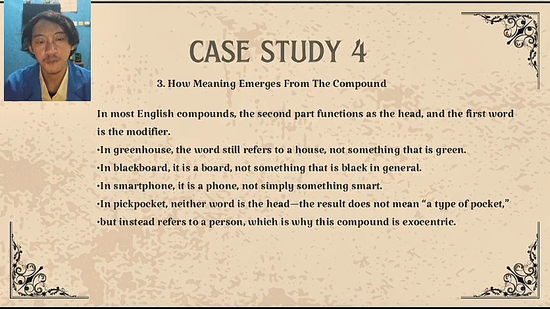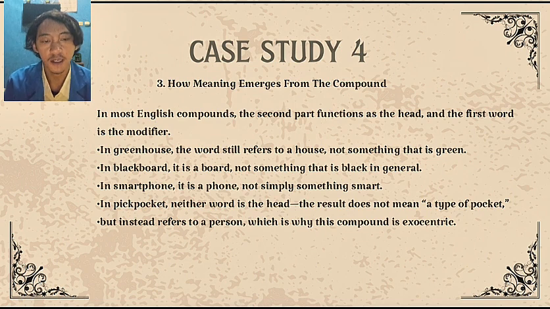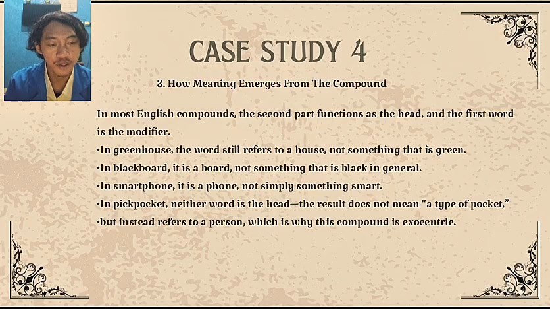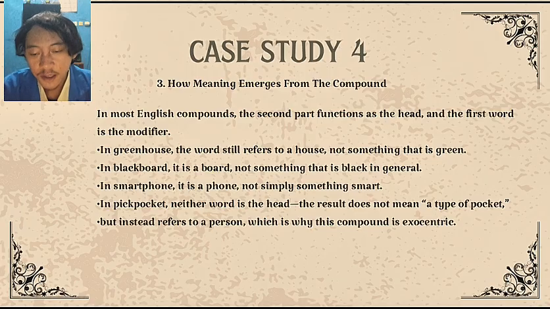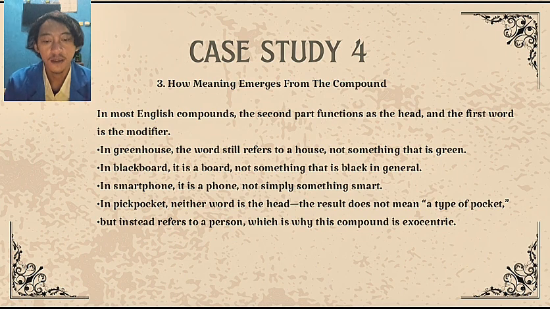Third, how meaning emerges from the compound. In most English compounds, the second part functions as the head, and the first word is the modifier. In a greenhouse, the word still refers to a house, not something that is green. A blackboard is a board, not something that is black. In smartphone, it is a phone, not simply something smart. And in a pickpocket, neither word is the head. The result doesn't mean a type of pocket, but instead refers to a person, which is why the compound is exocentric.